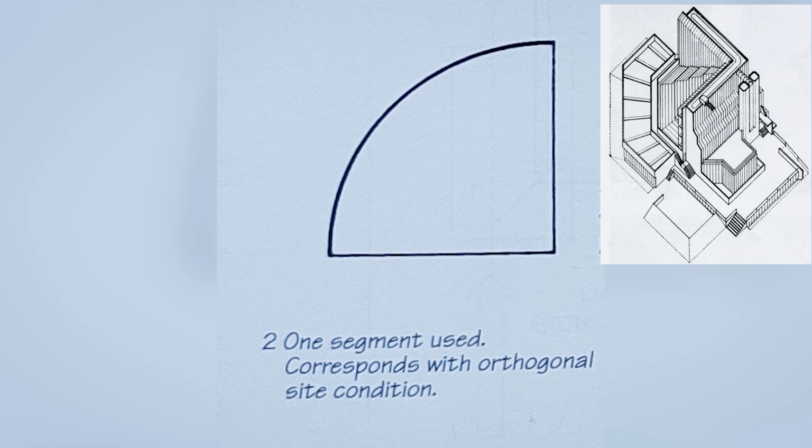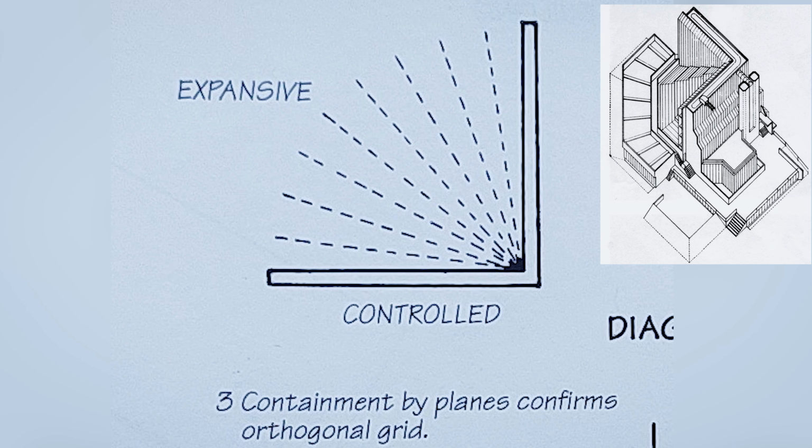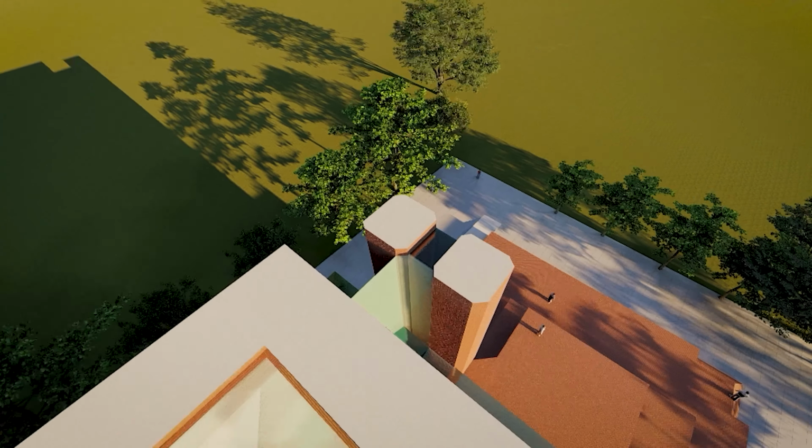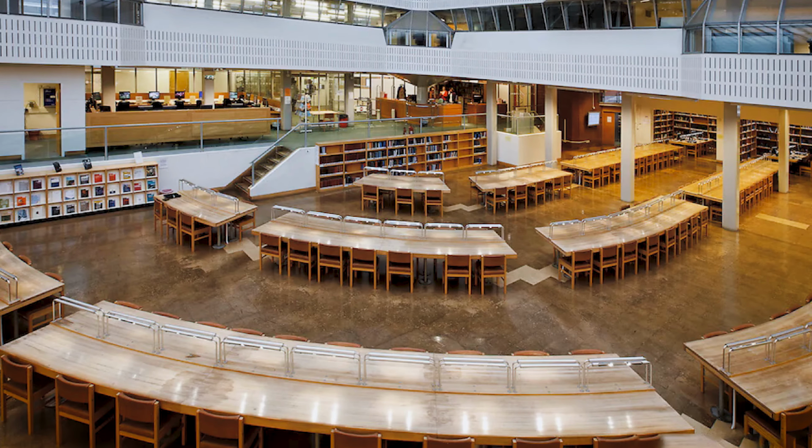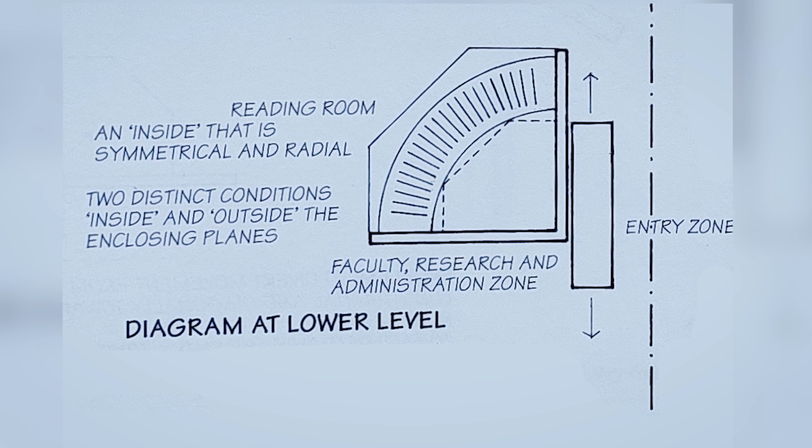Next, we can see one segment is used to correspond with the orthogonal side condition. It is expansive. Containment by two perpendicular planes confirms orthogonal grid. Symmetry and radial nature is followed by reading room. From here, one can observe and keep an eye on the shelves. The circle is regularized into polygon.